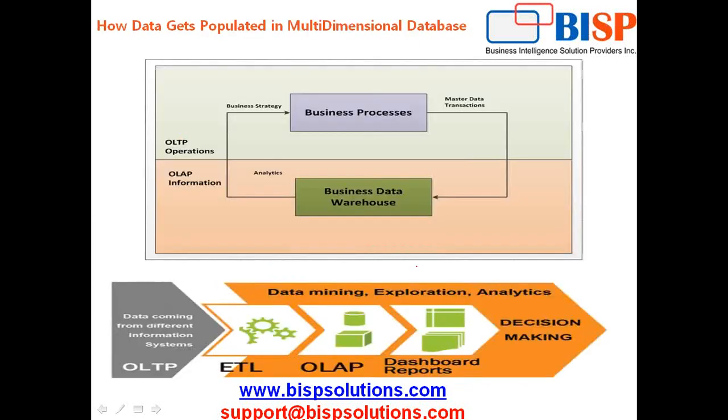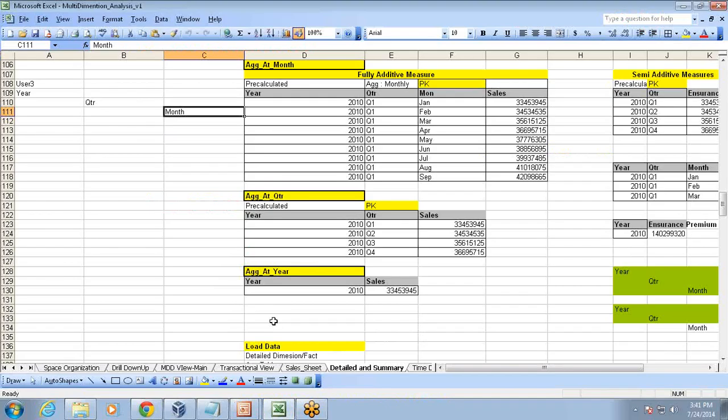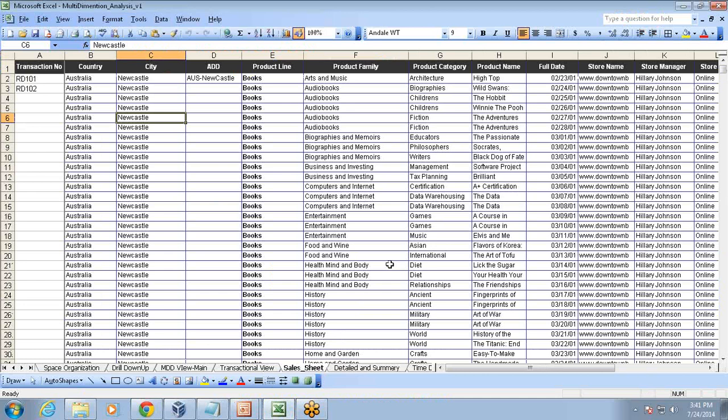Now the first question: as I said, it's a multi-dimensional database. We already have relational databases like SQL Server, DB2, Oracle. Then why do we need a multi-dimensional database, how does it add value to any organization, and how is it different from a traditional database? In order to understand this, we'll see some sample data. I have one sample data set for sales order processing.